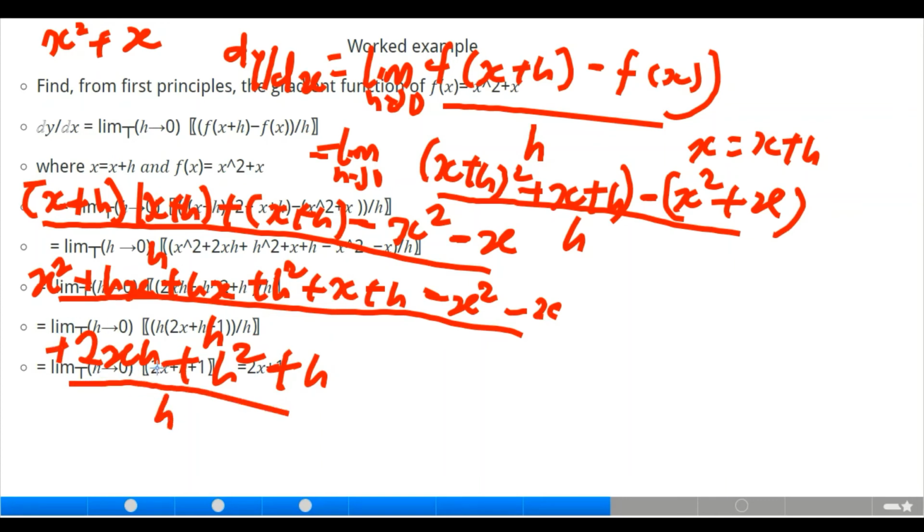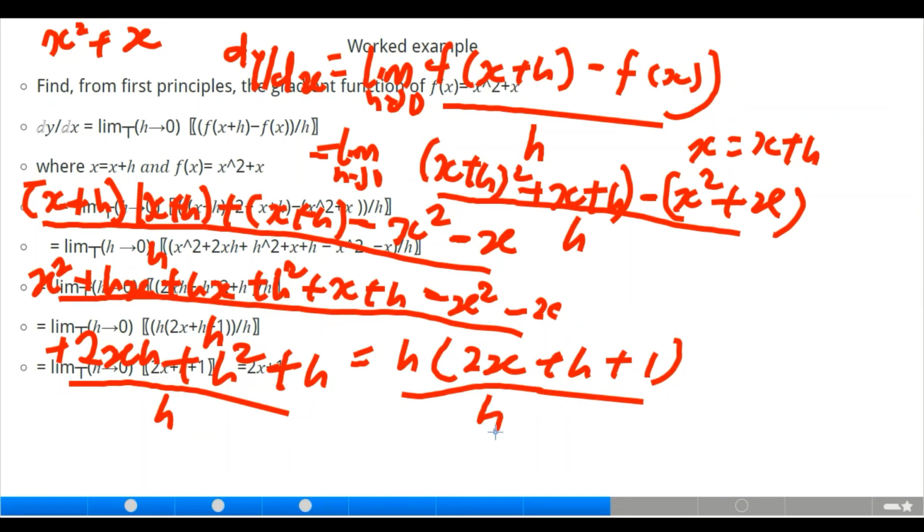If you look at this, h is common to all of them. So let's bring h out of the numerator. We have h into bracket 2x plus h and plus 1, all divided by h. This h in the numerator and the one in the denominator, let them cancel each other. So we have what left here? We have 2x plus h plus 1.